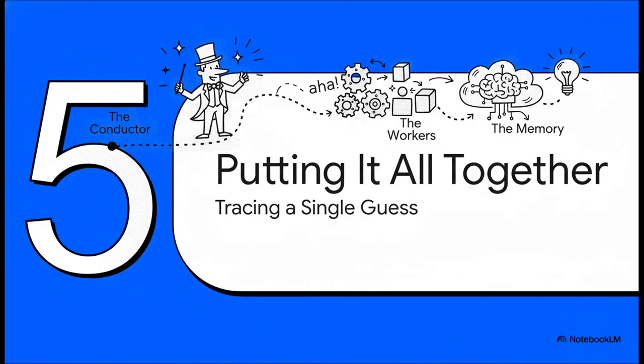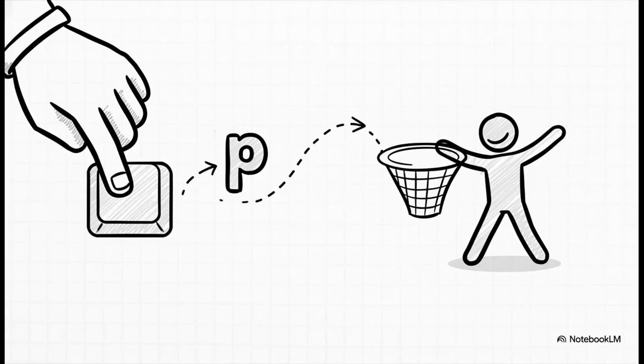Okay, now for the aha moment. Let's really put this all together. We're going to trace what happens during a single guess, so you can see exactly how the conductor, the workers, and the memory all dance together. So let's say the player guesses the letter P.